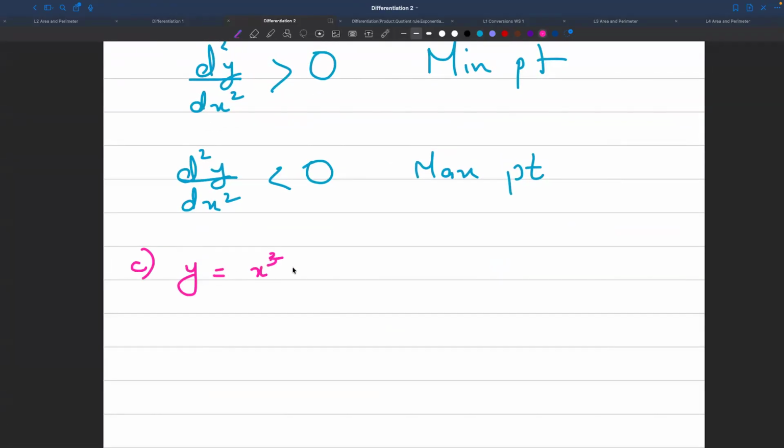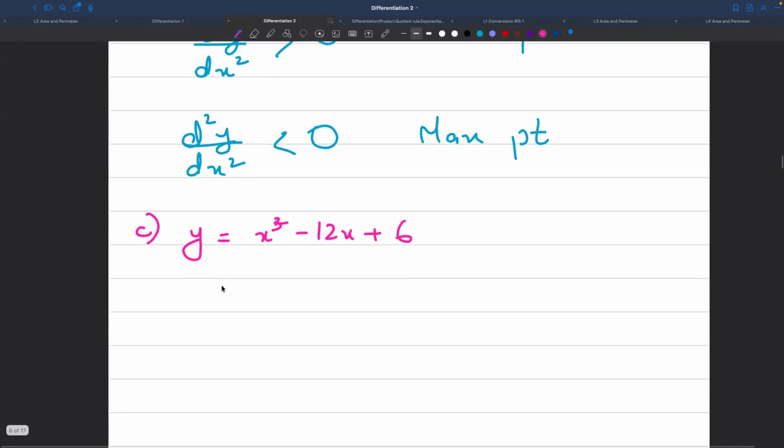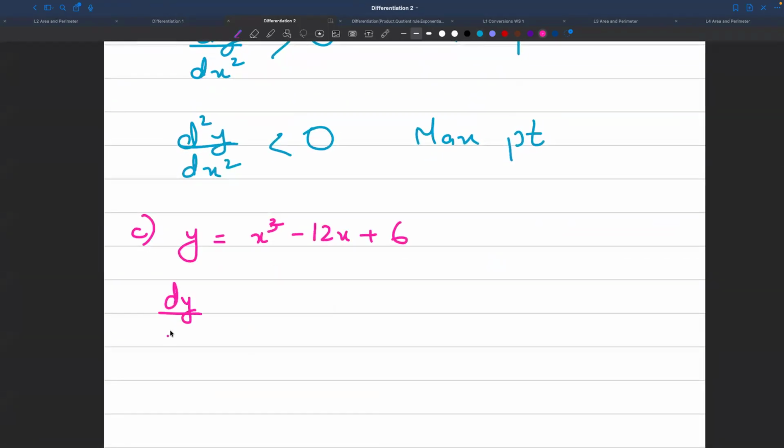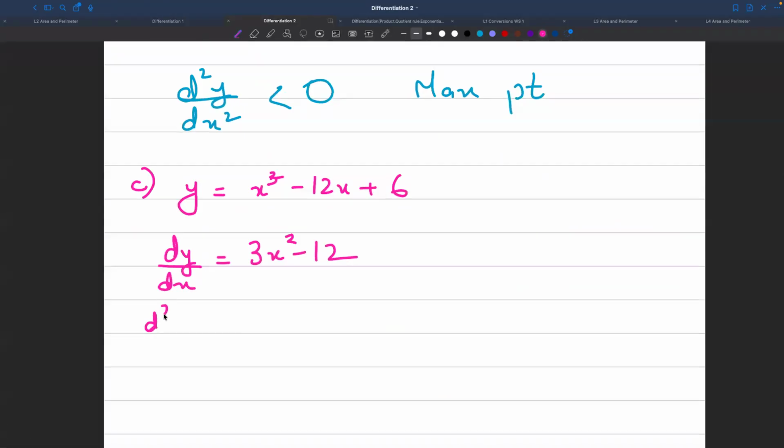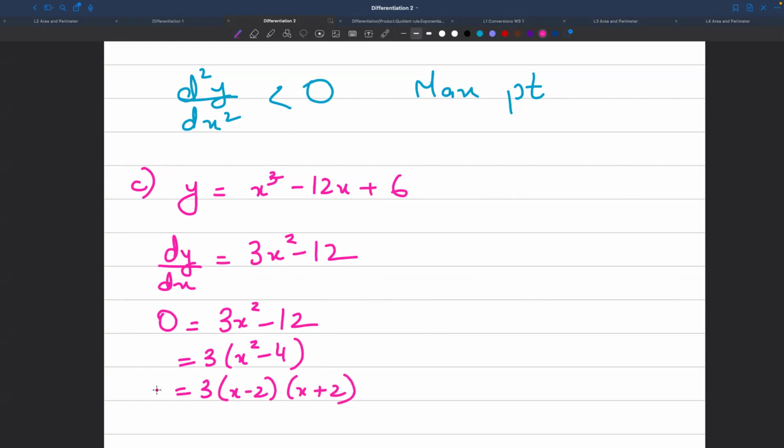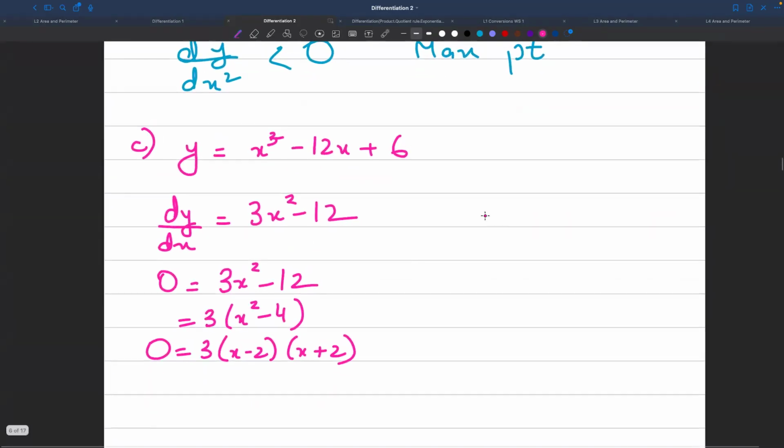X cube minus 12x plus 6. So the first step is finding dy by dx. That will become 3x square minus 12, right? When you put dy dx equals to 0, you will get 3x square minus 12. When you factorize it, you will get x square minus 4. I will not explain how I got this. I'm expecting everyone to know this. So the two values of x are 2 and minus 2.